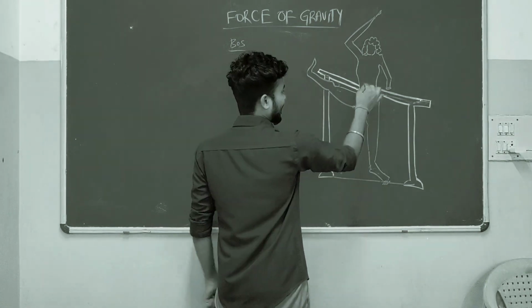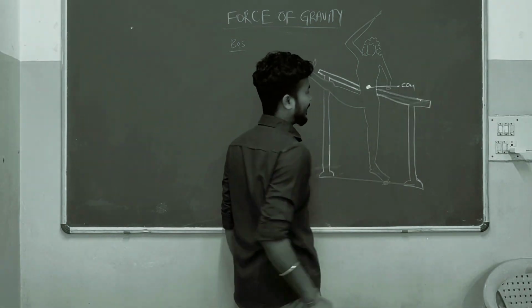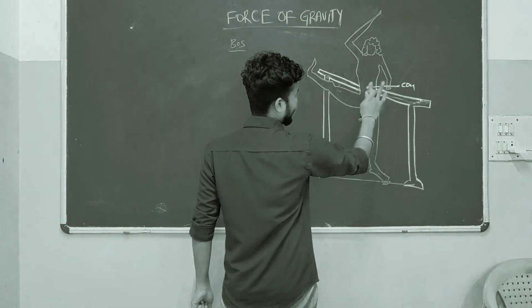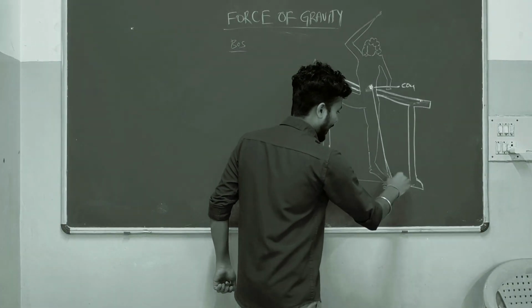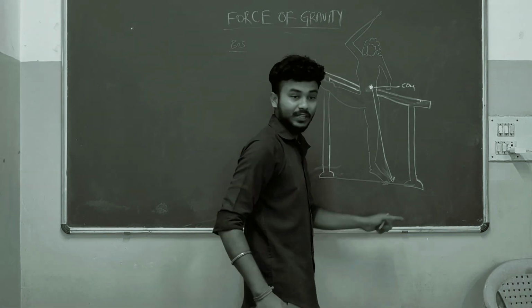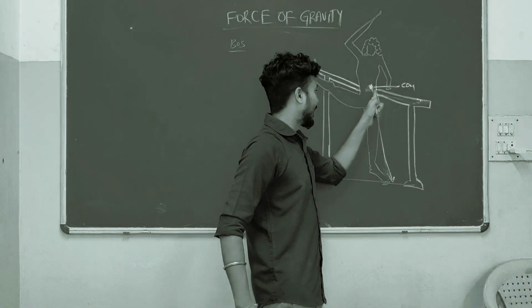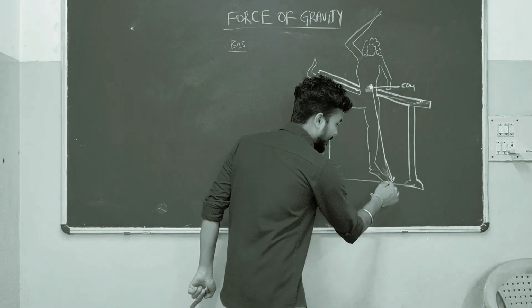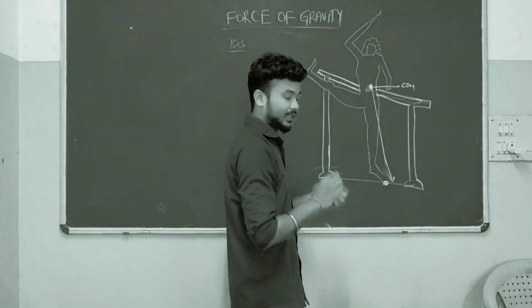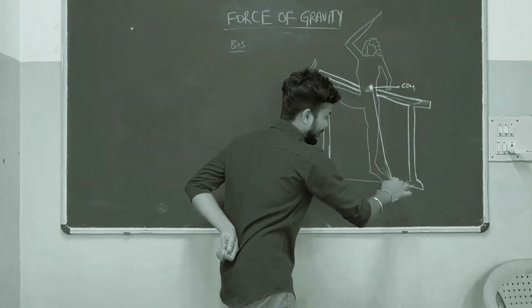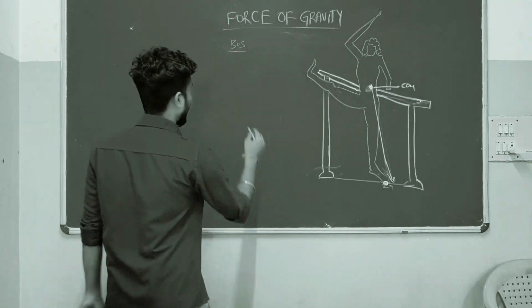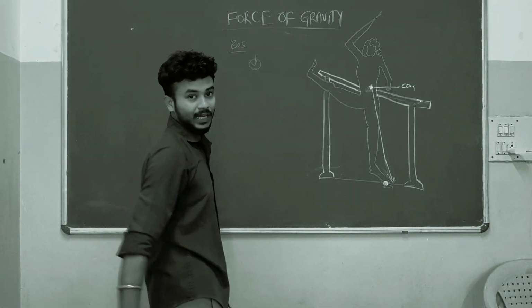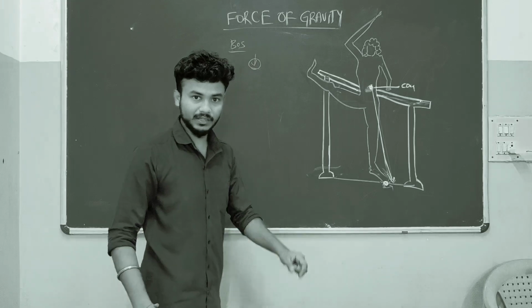Now for this person, the center of gravity will be here. If you draw the center of gravity line, it will come like this. So here the line of gravity is away from the base of support. If the line of gravity comes away from the base of support, then the stability of that object will be less, and the object will fall.